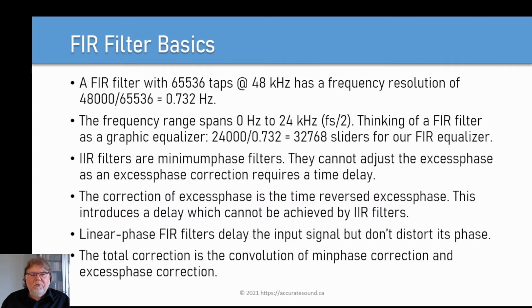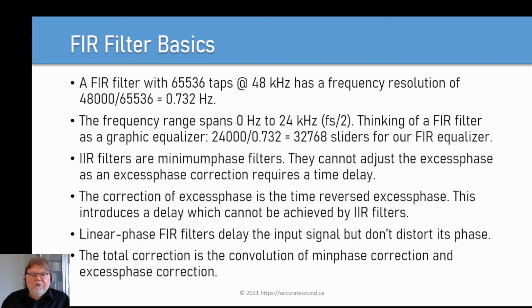We want to talk a little bit about some FIR filter basics first. A FIR filter with 65,536 taps at 48 kilohertz has a frequency resolution of 0.732 hertz. That frequency range spans from 0 hertz to 24 kilohertz, and if we think of a FIR filter as a graphic equalizer, we actually get 32,768 sliders for our FIR equalizer. That's a lot of resolution.